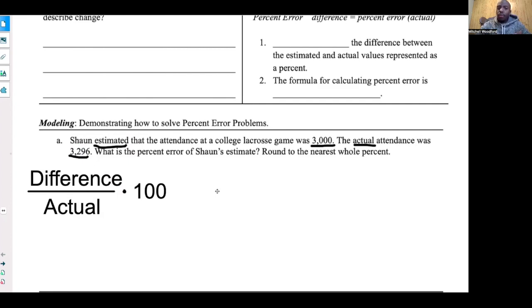Those words are attached to human error. That's why this problem is called percent error. Where there is an error here that was made. How much was the error? How much percent was this error? So first of all, let's start off by calculating the difference.